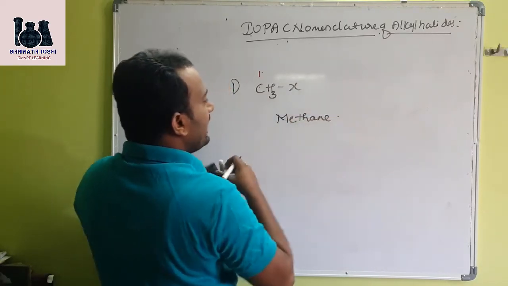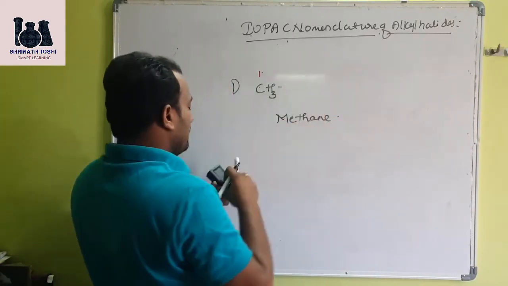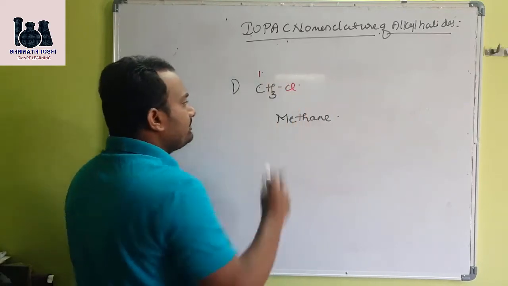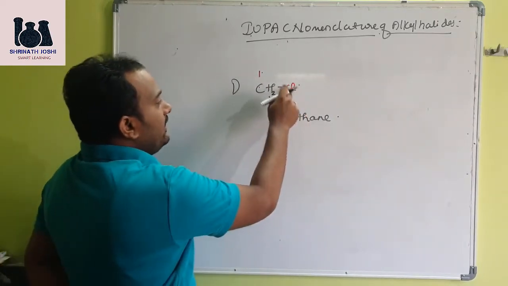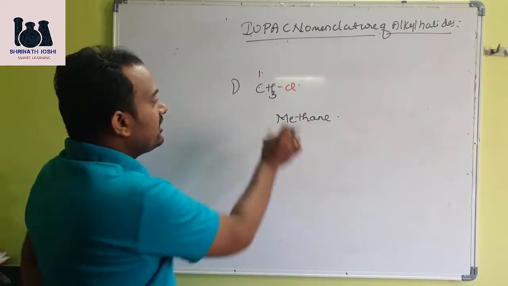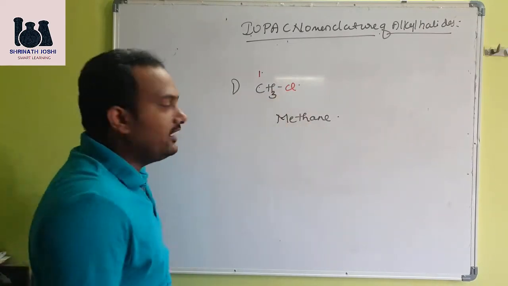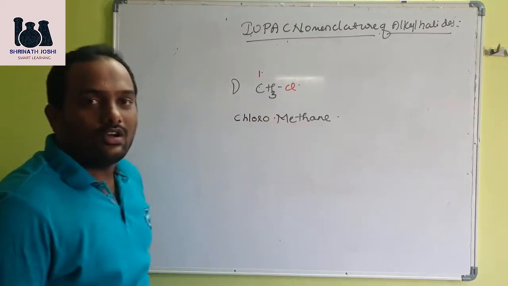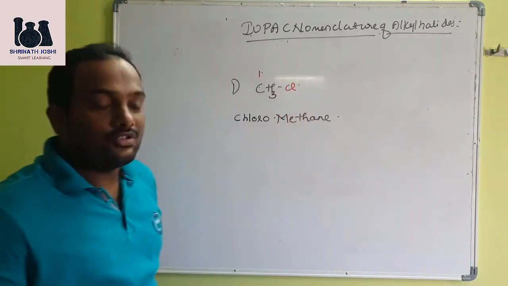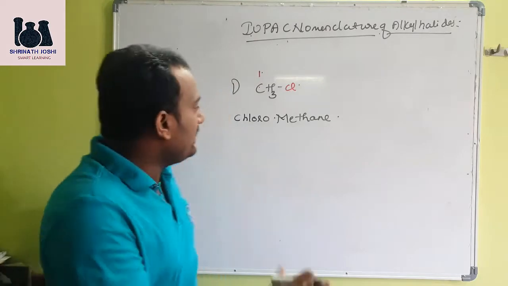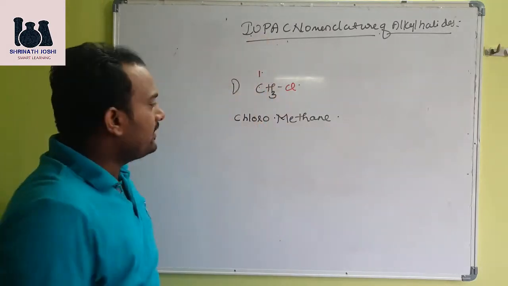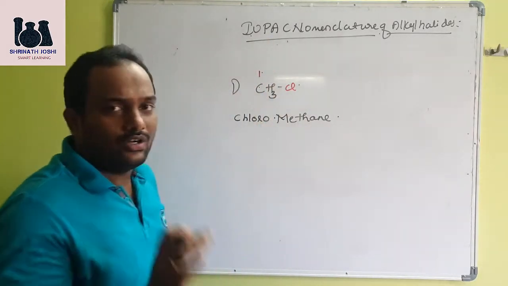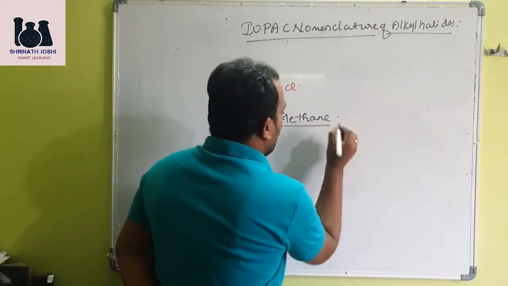So I will replace X by, let us take which halogen we will take? We will take chlorine. Now chlorine is at first position and the chain of carbon atom is methane, therefore it is also called chloromethane, because halogen is supposed to be used as a prefix. Another name, not the IUPAC name, can also be methyl chloride, no doubt, but the accurate name is chloromethane.